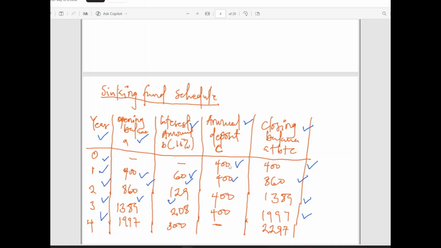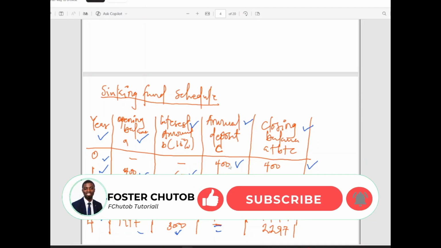So because this one is done at the beginning of each year, you realize that at the closing of year 4, our deposit is 0 because we made the deposit at the beginning. So you calculate interest on the opening balance, which gives you 300. When you add that 300 plus 197, the deposit is 0, you now get our total balance to be 2,297, which is the future value that we are expecting to get from the annual deposit amount of 400 Ghana cedis.